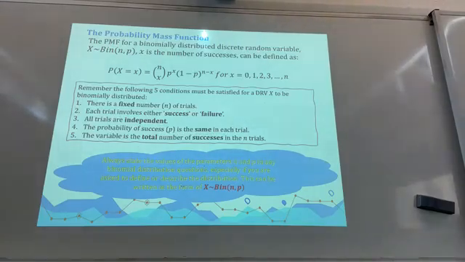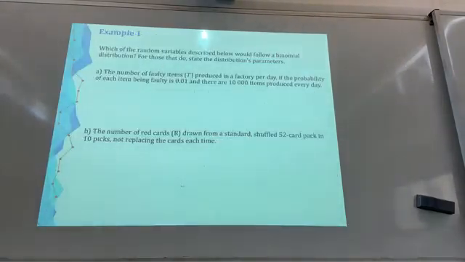Now, let's have a look at example 1. Which of the random variables described below would follow a binomial distribution? For those that do, state the distribution, which is X, squiggly line, binomial, n and p. A. The number of faulty items, T, produced in a factory per day, if the probability of each item being faulty is 0.01, and there are 10,000 items produced every day.